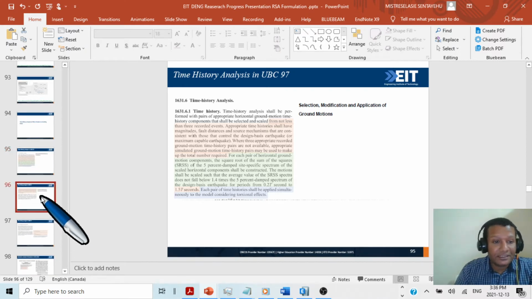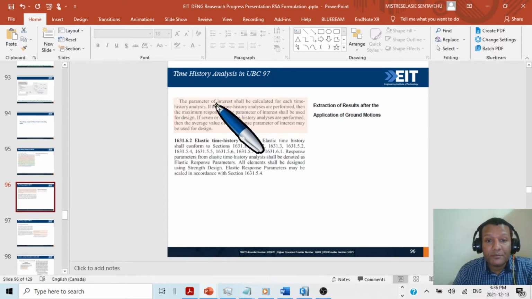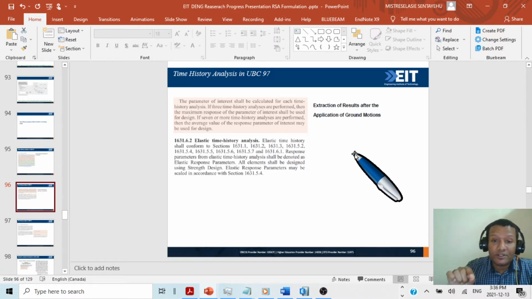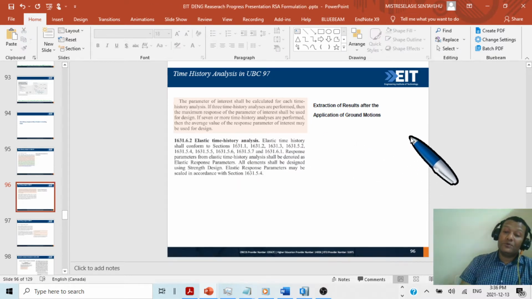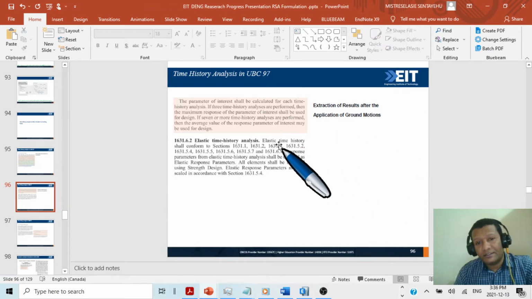This is UBC 97. The parameter of interest shall be calculated for each time history analysis. If 3 time history analyses are performed, then the maximum response of the parameter of interest shall be used for the design. If 7 or more time history analyses are performed, then the average value of the response parameter of interest may be used for the design. So we can use the mean, but if you use 3, we can directly pick the maximum value. Otherwise we can use the mean.